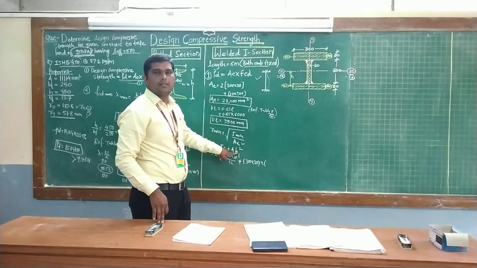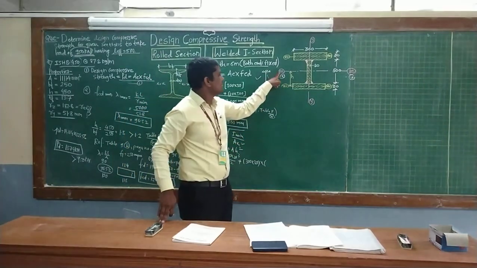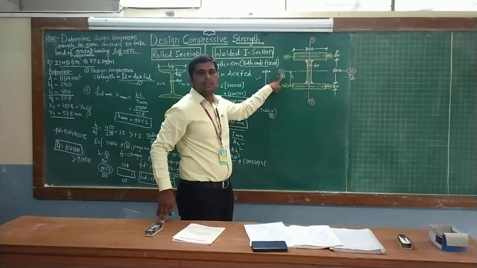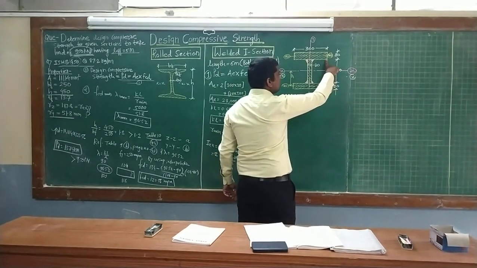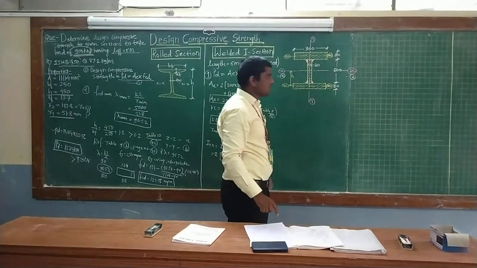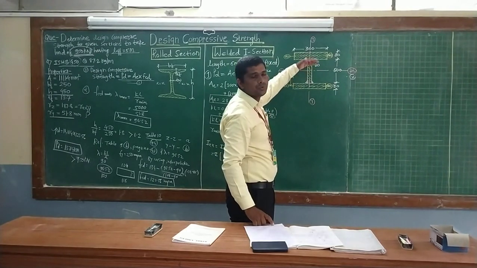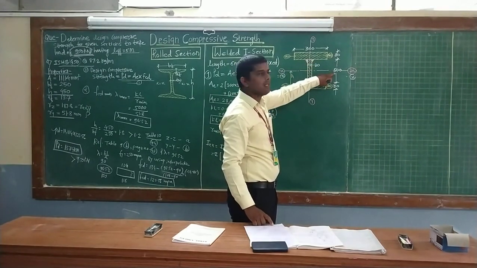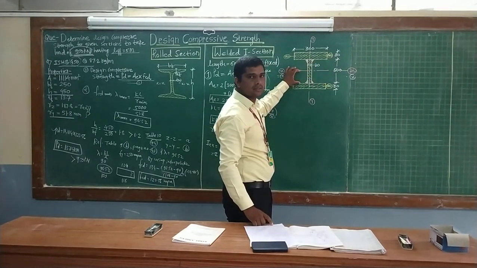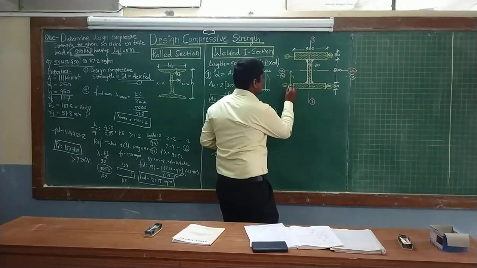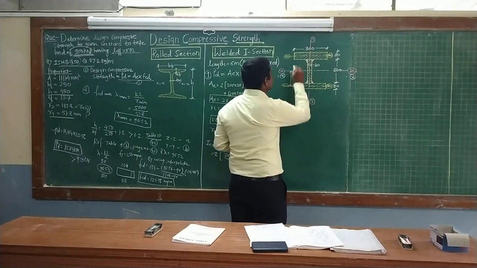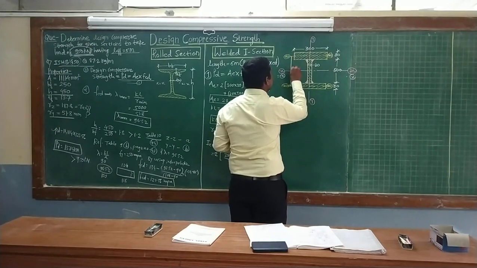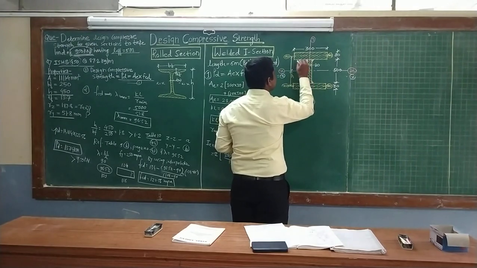the centroidal distance of this z as well as x axis. So this depth of web is 500 mm, as given. If we divide this into two parts, 500 divided by 2 is 250, and we are going to take it up to the center of this bottom flange, or either the center of top flange. So this 250 is the distance.